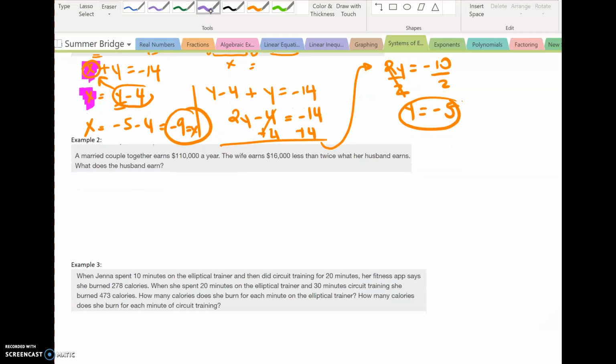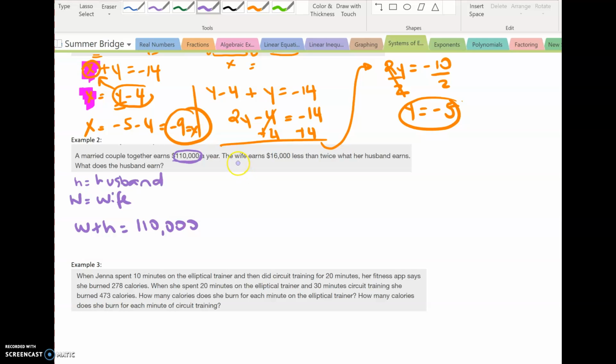Let's do the next example. We have a married couple earns $110,000 a year. So meaning to say, if I make H the husband and W the wife, then I know that W plus H is going to equal 110,000, because if we're adding their salaries together, that is what it's going to equal.